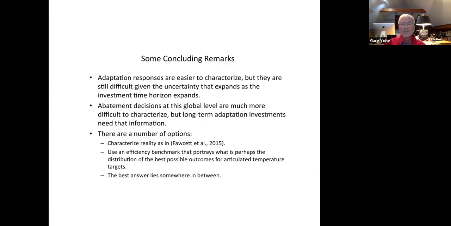So, in concluding remarks, adaptation responses are easier to characterize, and cost-benefit analysis does come into play, except when they have really long time horizons. At the global level, they are more difficult to characterize, mostly because they get longer term. Why is that a problem? Because you don't know what the longer term is going to be. And so the iterative part is, okay, when are we going to make the midterm correction? And are there midterm corrections that we can do?